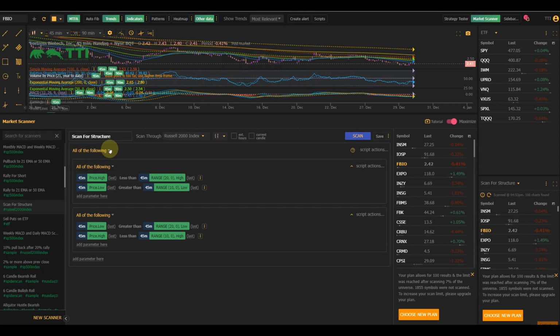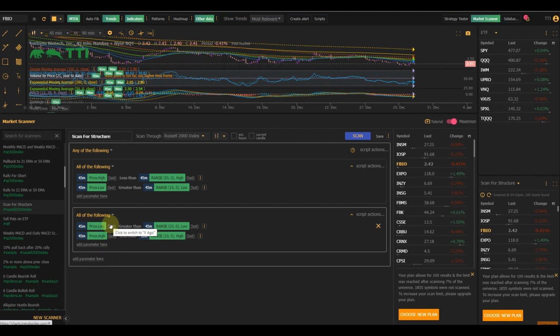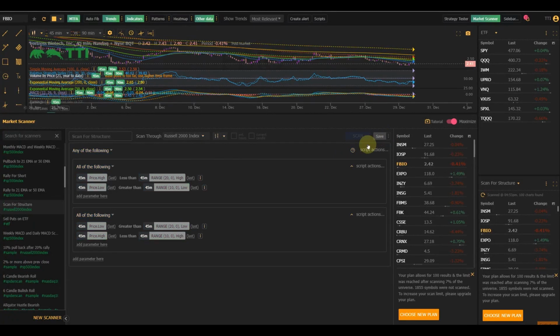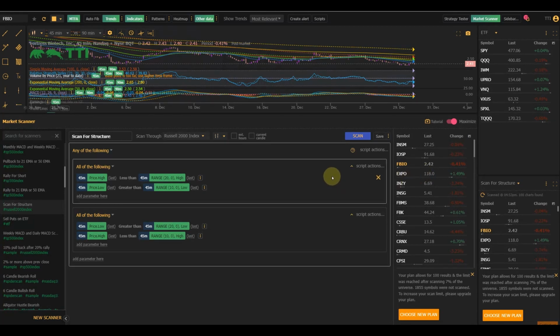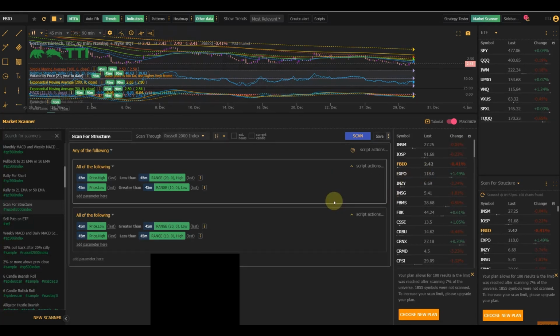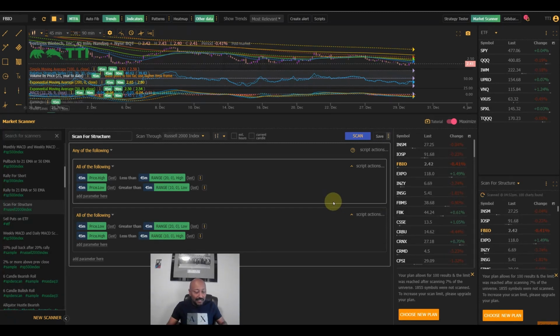So now I can say any of these conditions, either the first condition or the second condition. The first one says lower highs, lower lows. The second one, higher highs, higher lows. I want to be able to find the structure on either side. So I'm going to save that. You saw that I've already found more than 100 on just the one side, so this definitely is showing us above 100 on both sides.